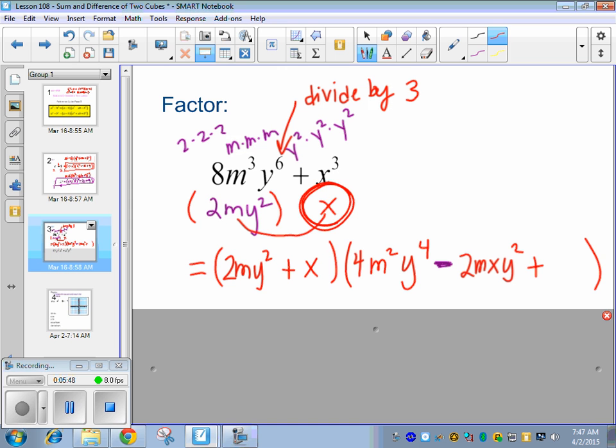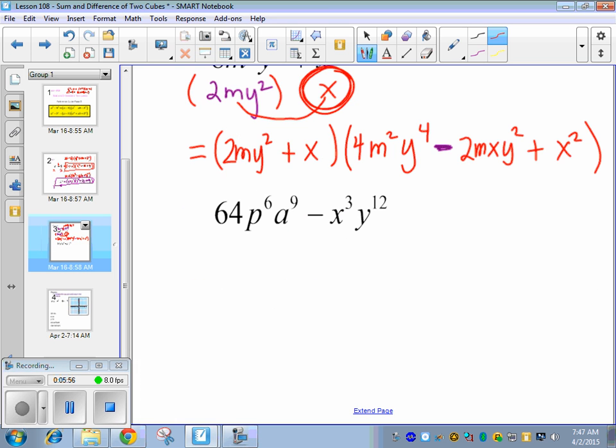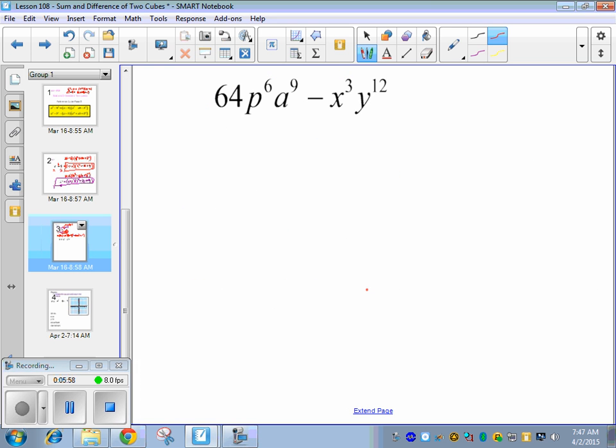So we take whatever the last term is here, x, and we square it, so we get x squared. Any questions? Okay. So let's try a minus one that has multiple variables in it. 64 p to the 6th, a to the 9th, minus x to the 3rd, y to the 12th.